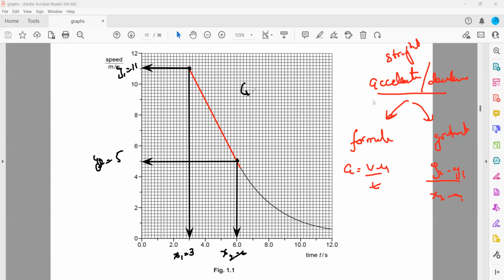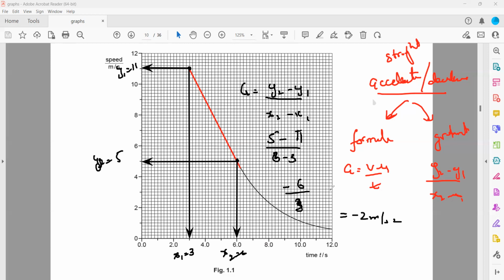We use the formula for gradient, which is y2 minus y1 over x2 minus x1. So y2 is how much? 11. Y1 is 5. X2 is equal to 6. X1 is 3. I just switched. Y2 is actually equal to 5 and y1 is 11. So when I simplify, it will be minus 6 divided by 3. So minus 6 divided by 3, that's equal to minus 2. And the unit will be meter per second squared.